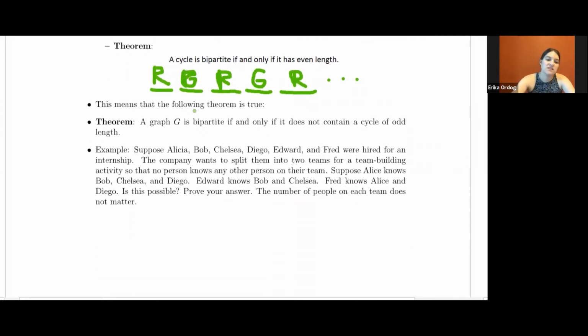So this also means that the following theorem is true. A graph G is bipartite if and only if it does not contain a cycle of odd length. So if we have a graph and inside that graph we have a cycle of odd length, that means that cycle alone cannot be colored with just two colors. So the whole graph can't be colored with two colors.